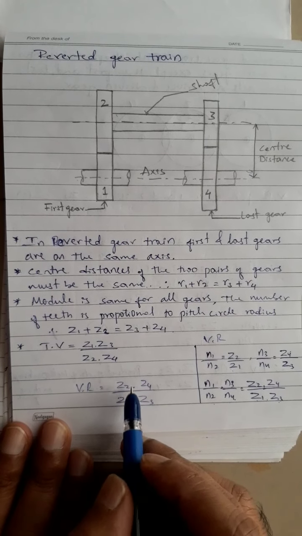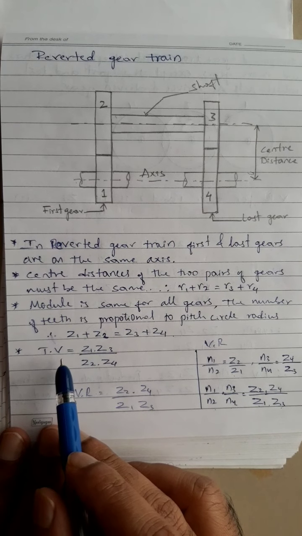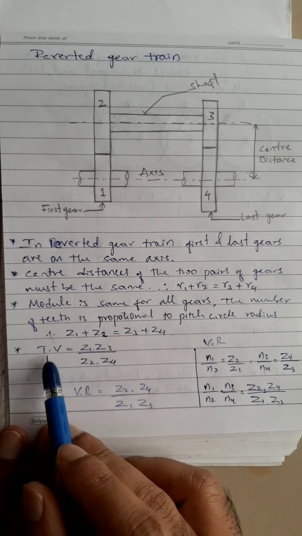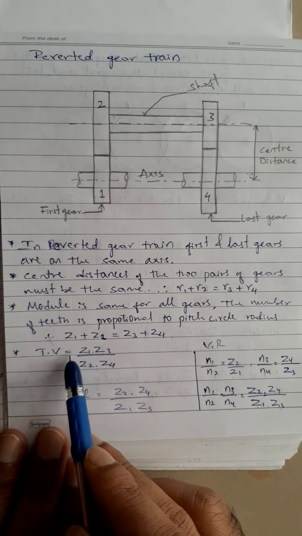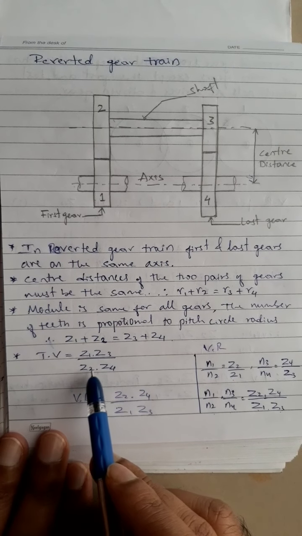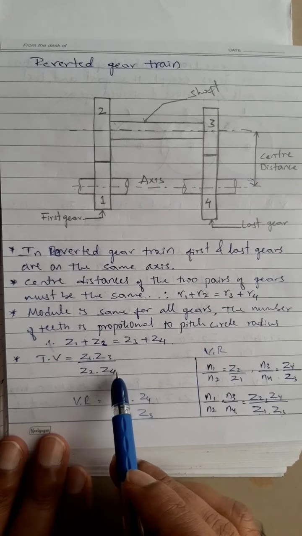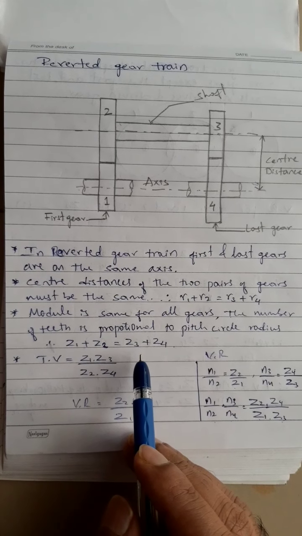And we know that train value is the reciprocal of the velocity ratio. Hence, the train value for the given reverted gear train arrangement is Z1 into Z3 divided by Z2 into Z4.